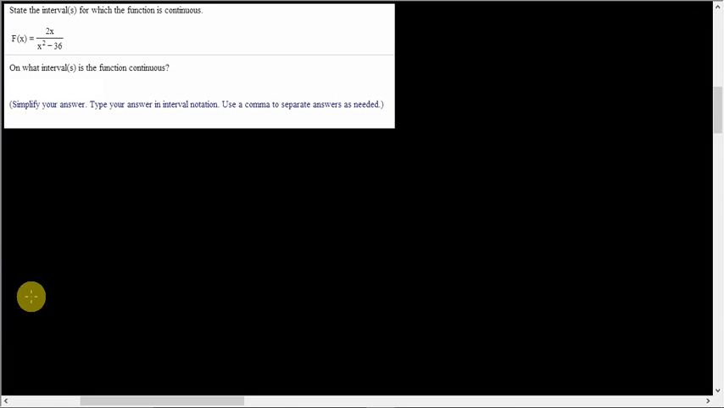Alright, so this one is: state the interval or intervals for which the function is continuous. On what interval or intervals is the function continuous? Simplify your answer, type the answer in interval notation, use a comma to separate answers as needed.